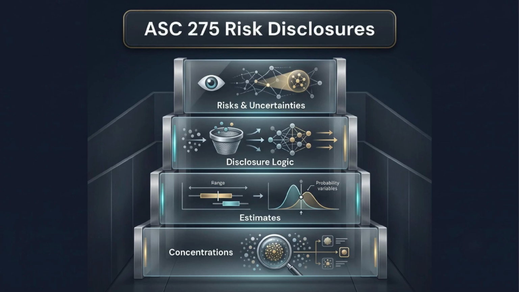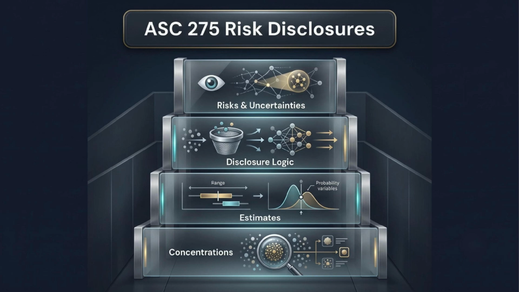In this video, we begin ASC 275 Risks and Uncertainties. This is a disclosure topic, so the main question is not what journal entry do we pass. The better question is what uncertainty should users know about so they can judge future cash flows, operations, and reported amounts more intelligently. Think of ASC 275 as a professional filter.